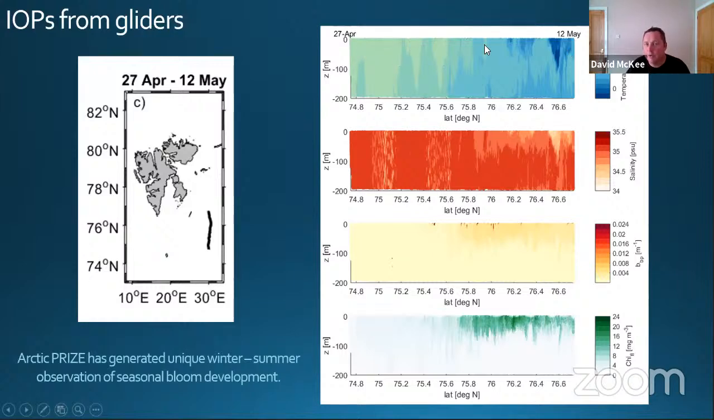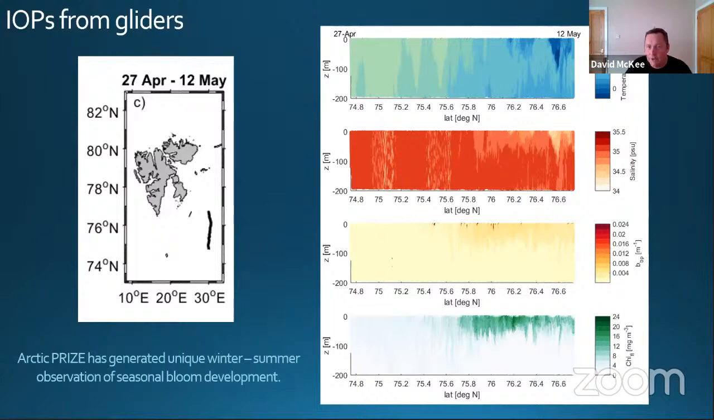As you see, as we go north, the temperature gets colder and colder, and around about 75.7 or thereabouts, we cross over a polar front into much colder water, and some of these waters here are below zero. As we go through that polar front, there's also a change in salinity associated with the ice cover there, and we also see changes in the particulate backscattering in that area, which is associated with chlorophyll fluorescence and a phytoplankton bloom north of the polar front.